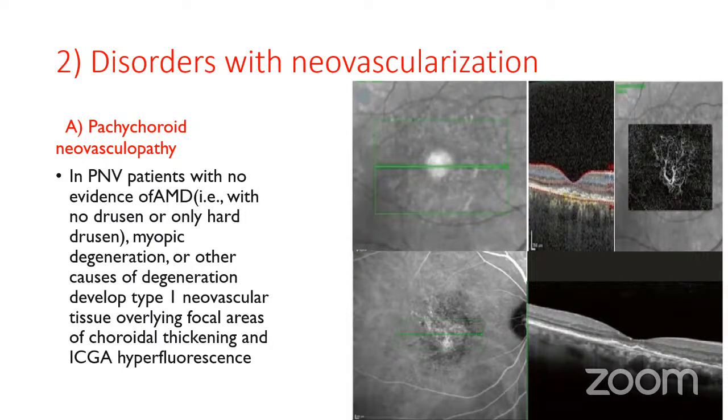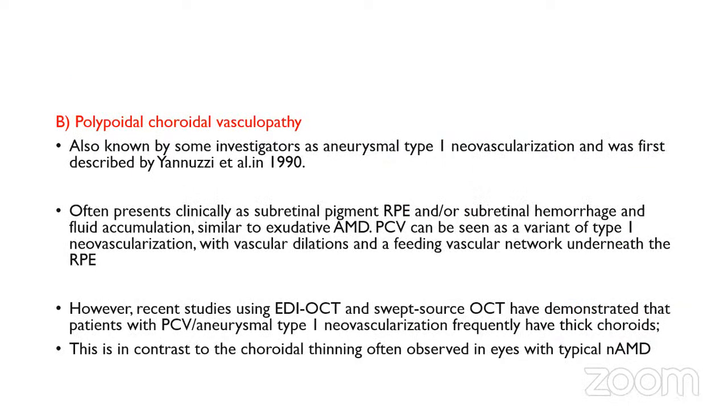So, pachychoroid neovasculopathy. In pachychoroid neovasculopathy, there is no evidence of neovascular AMD, that is, without any drusen or only hard drusen are seen. Myopic degeneration or other causes of degeneration develop type 1 neovascular tissue overlying the focal areas of choroidal thickening and ICGA hyperfluorescence. The second entity is polypoidal choroidal vasculopathy, PCV, also known by some investigators as the aneurysmal type of type 1 neovascularization, sub-RPE neovascularization, but of aneurysmal type.